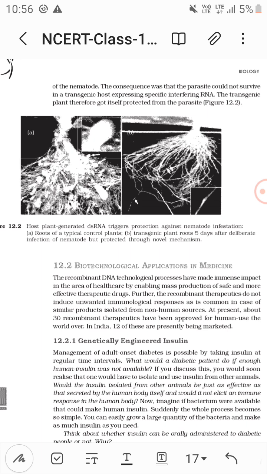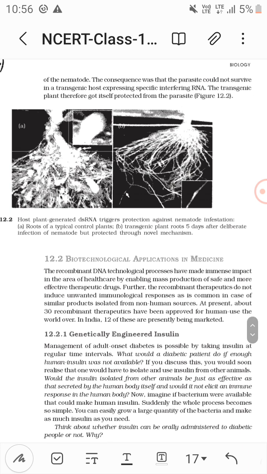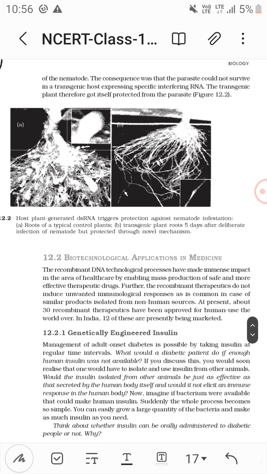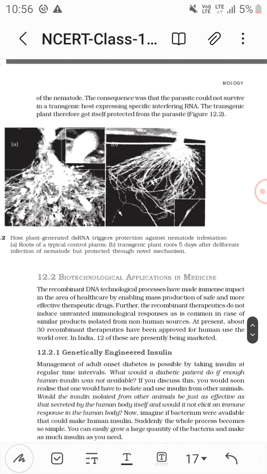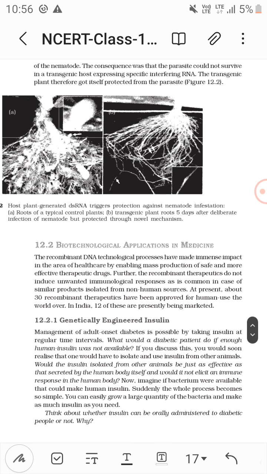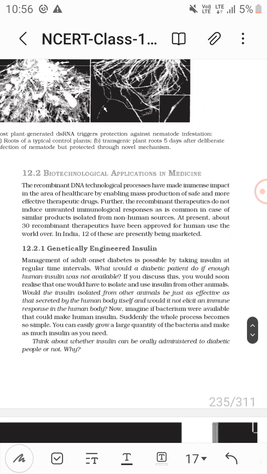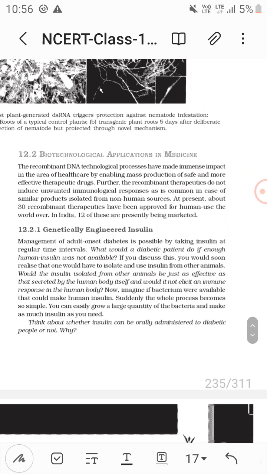Now in A, roots of typical control plants. Now in B, transgenic plant roots 5 days after deliberate infection of nematode but protected through a novel mechanism. So in the second diagram, we are going through the novel mechanism, that is RNA interference. So this is it.